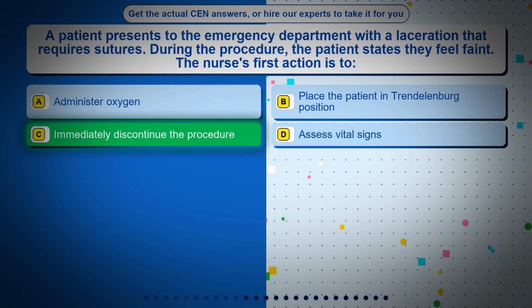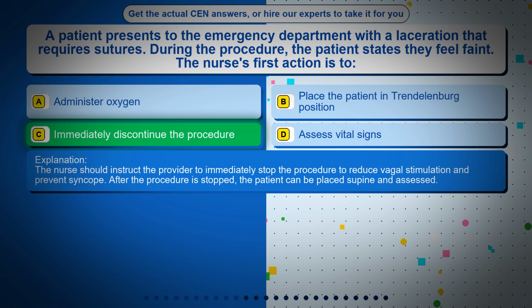The correct answer is option C, immediately discontinue the procedure. The nurse should instruct the provider to immediately stop the procedure to reduce vagal stimulation and prevent syncope. After the procedure is stopped, the patient can be placed supine and assessed.